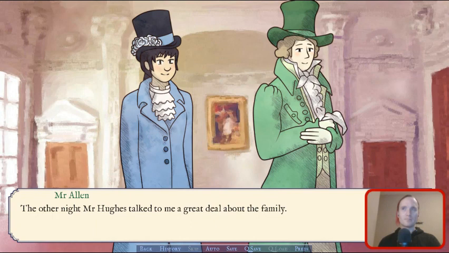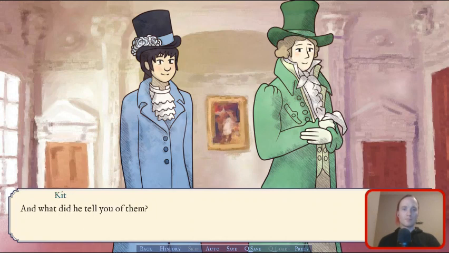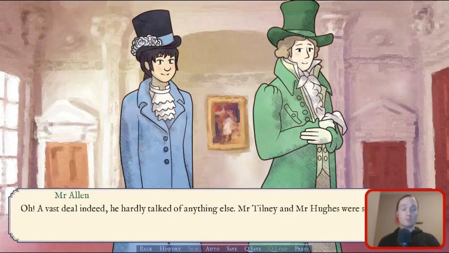To romance the mom. The other night, Mr. Hughes talked to me a great deal about the family. And what did he tell you of them? Oh, a vast deal indeed. He hardly talked of anything else. Mr. Tilney and Mr. Hughes were schoolfellows.